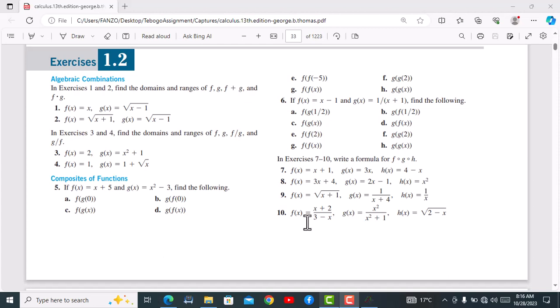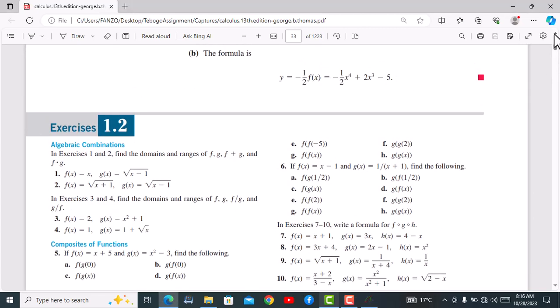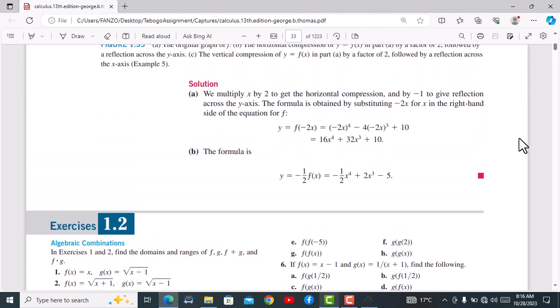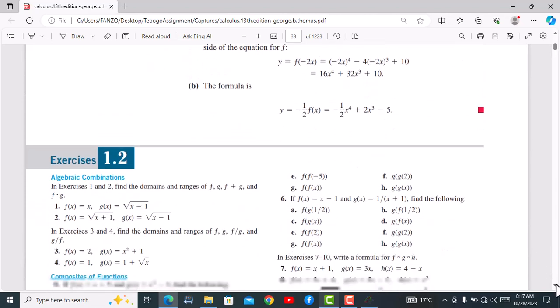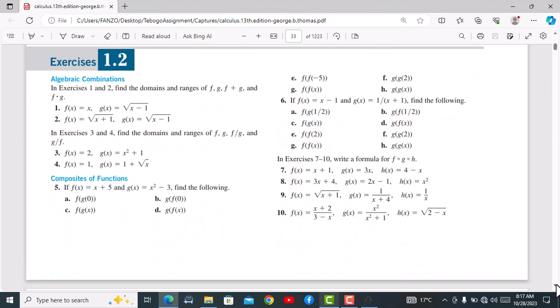So we have truly worked, and we are in exercise 1.2. We dealt with many of these in here. We looked at the domains and the ranges and everything that goes along with that. So in exercise 1.2, Thomas tells us to look at these algebraic combinations. In exercise 1 and 2, find the domain and range of f, g, f plus g, and f times g.